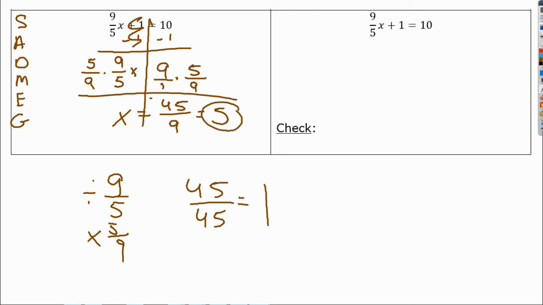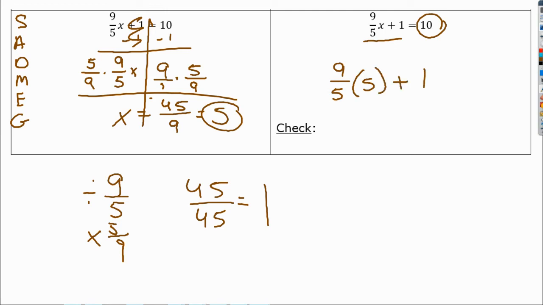So fractions, I know that seemed like a lot. Really, the only thing you need to know is flip them upside down and multiply if you have an entire fraction and it's multiplied. Now let's see if we're right. Let's plug that in. I'm going to plug it into this problem, and we're going to see if we get 10 as an answer. So we'll do 9 divided by 5 times 5 plus 1.